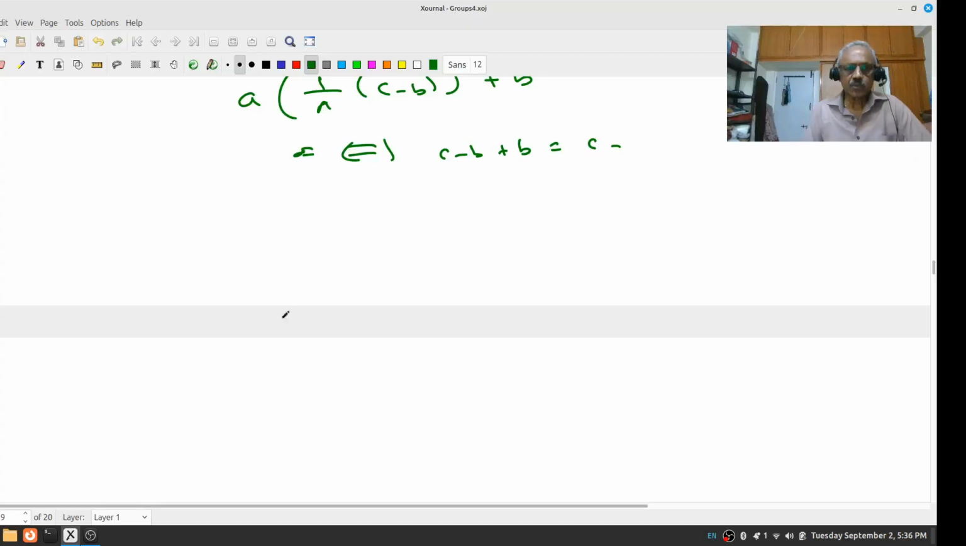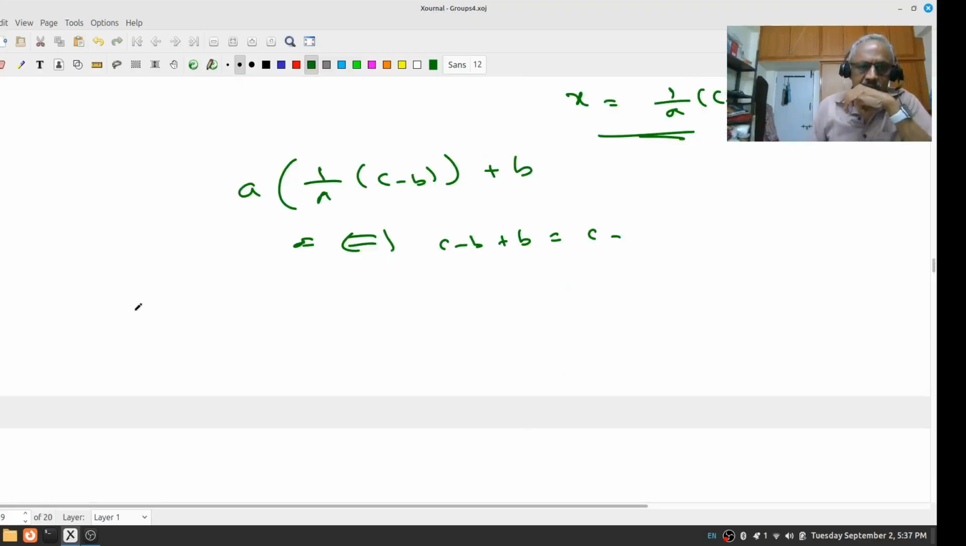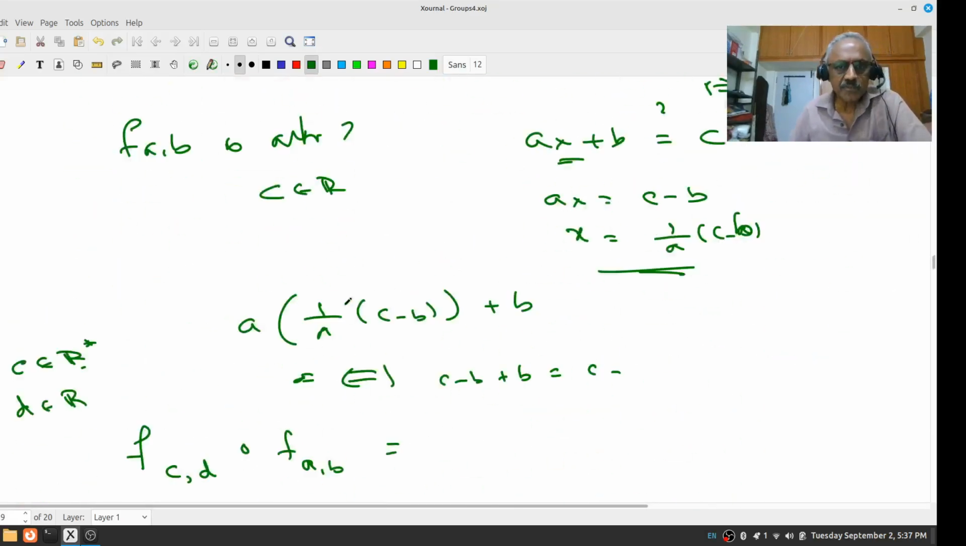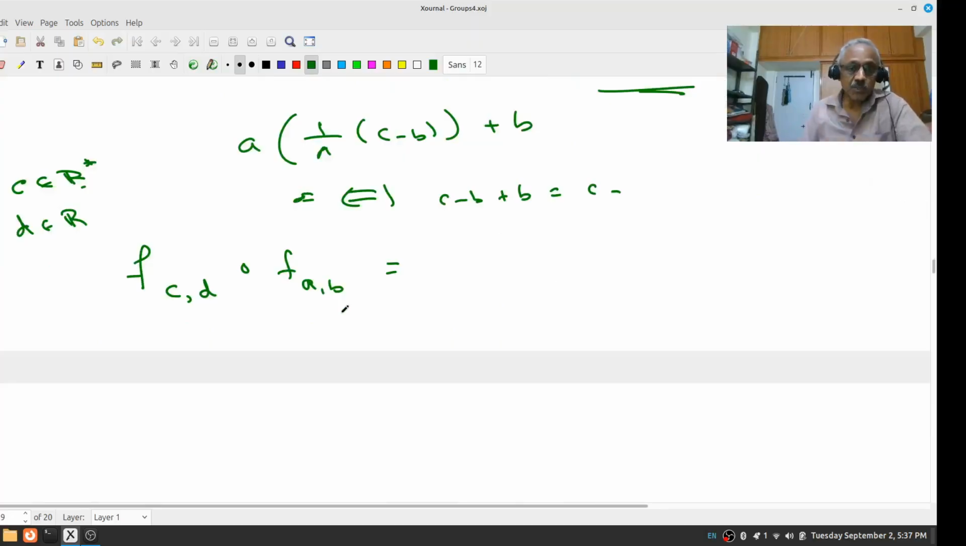So all these maps are bijections. And now I can compose. What do I mean by this? Suppose c is again non-zero, and d is a real number, then I want to compose these two things. Since they are invertible, the composition should also be invertible. But what I want to say is something much more. It is not only invertible, it is again of the form f of alpha beta, where alpha is in R0 and beta is in R. I want to claim this.